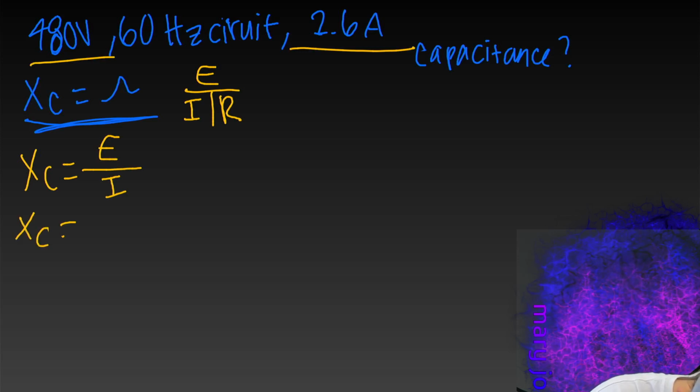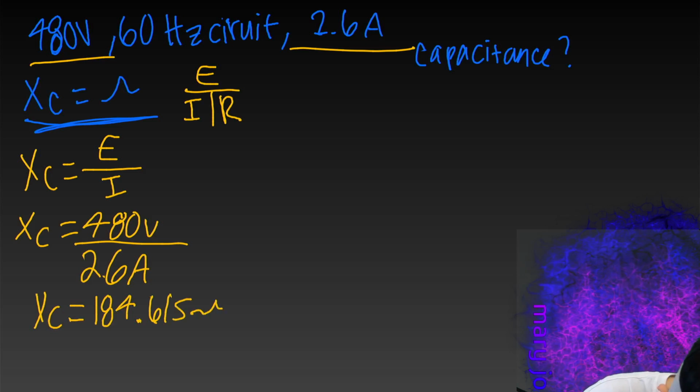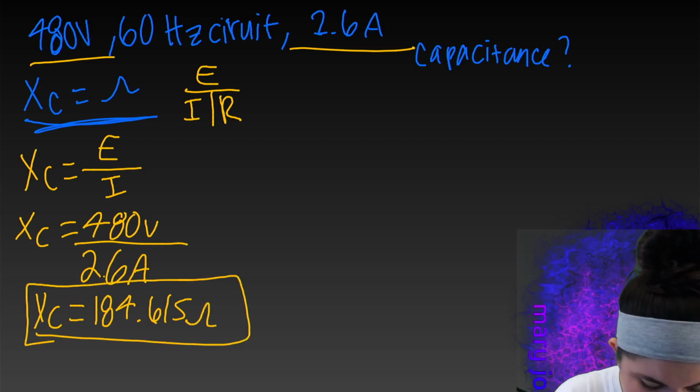So we can say XC equals, our voltage is 480 divided by 2.6 amps. And that is going to give us 184 ohms. Well, that's not a good ohm sign, is it? So that is our capacitive reactance.